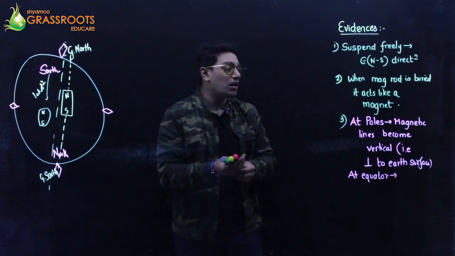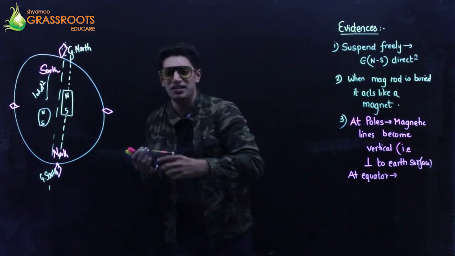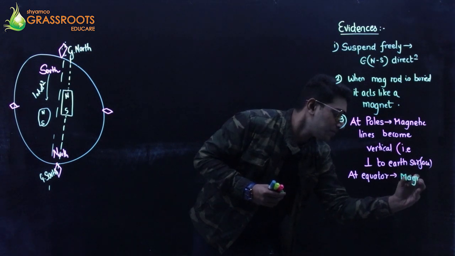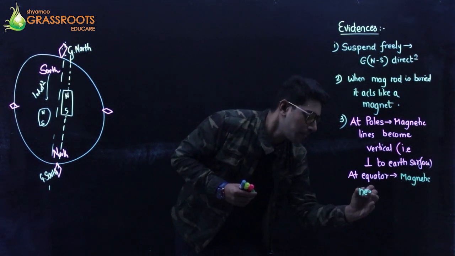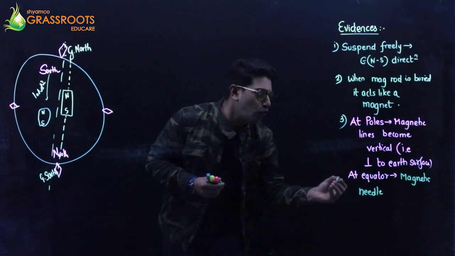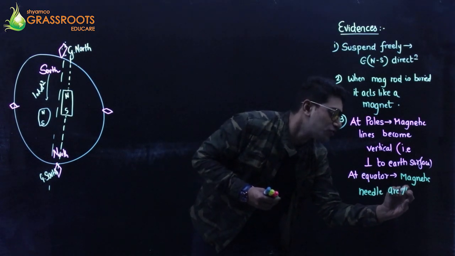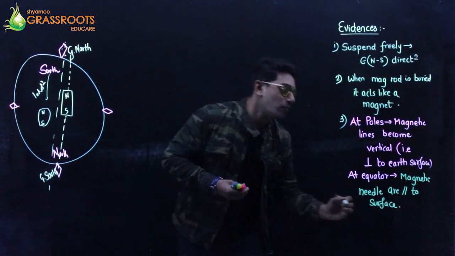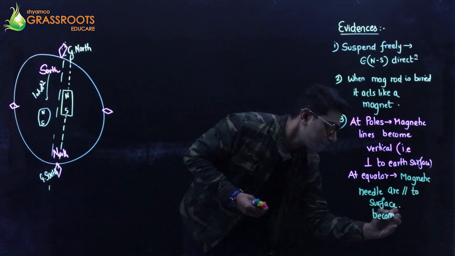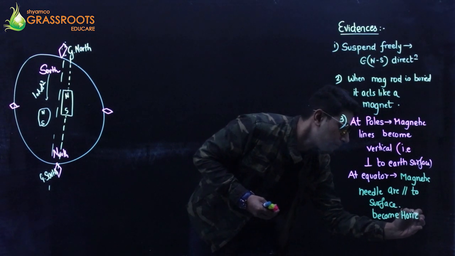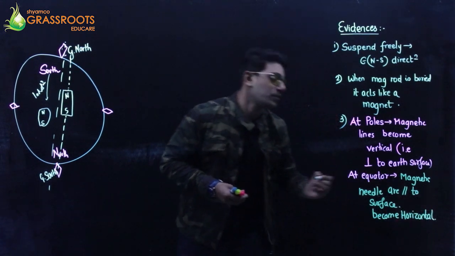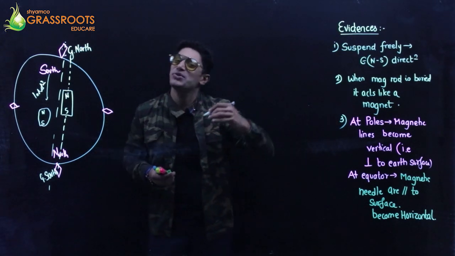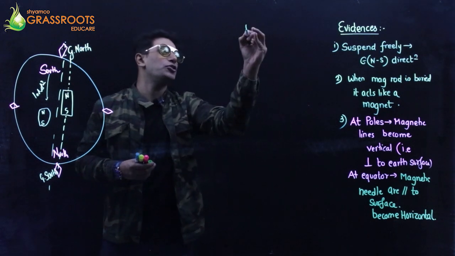And at the equator, these magnetic field lines or the needle of the magnetic compass, or magnetic lines of force, are parallel to the surface. They become horizontal. Remember this. And the fourth evidence is about the neutral points. Now this is superb. Okay, talking about the neutral points.